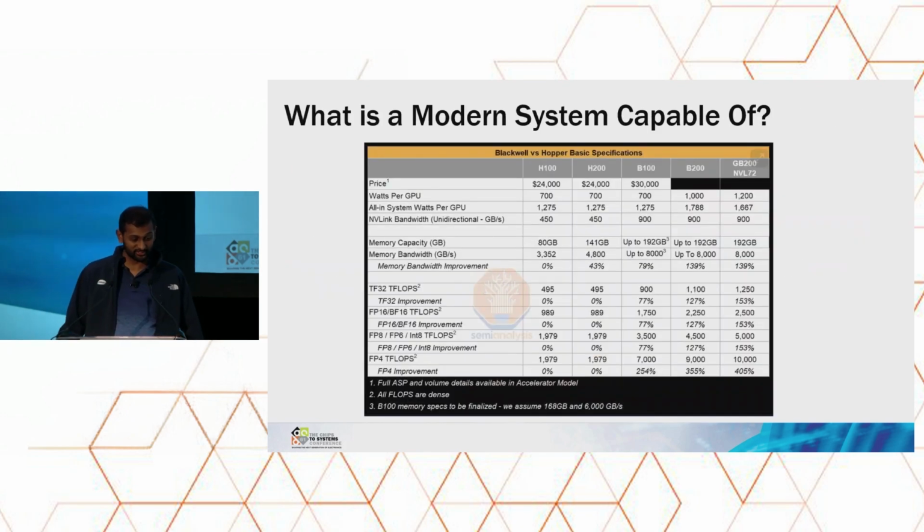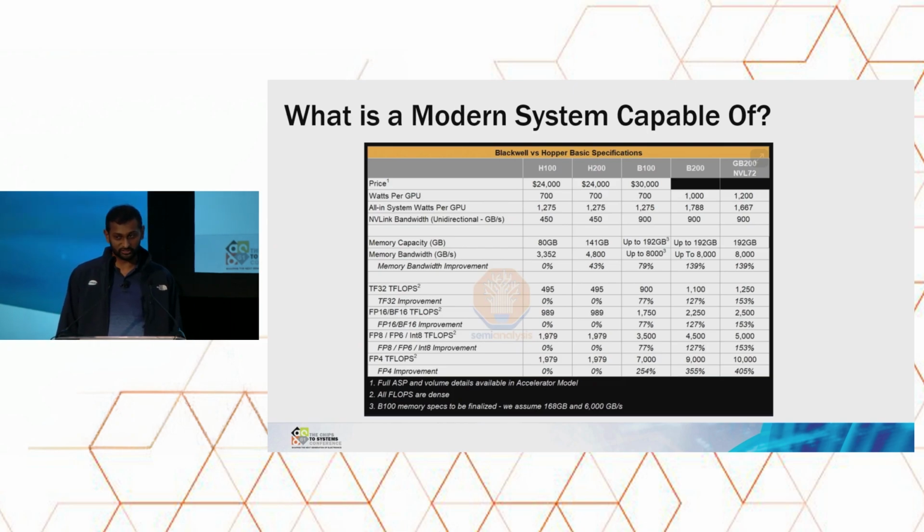So what are modern systems capable of, right? This is the price per GPU, right? $24,000 for H100, H200. B100 is about 30, and GB200 is in that $36,000 range, right? 36 to 40. And the power consumption goes up, the flops go up. But you can notice the memory bandwidth does not go up nearly as much as the flops do, right? Especially if we're talking about low precision, which everyone is rushing to, right?